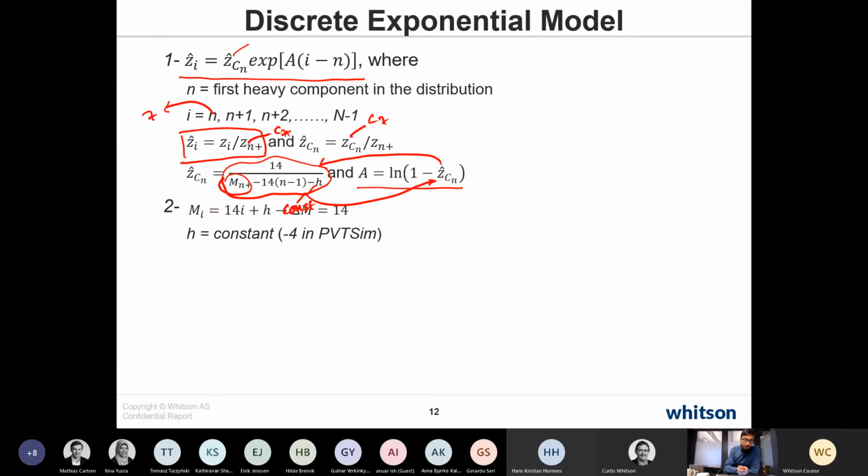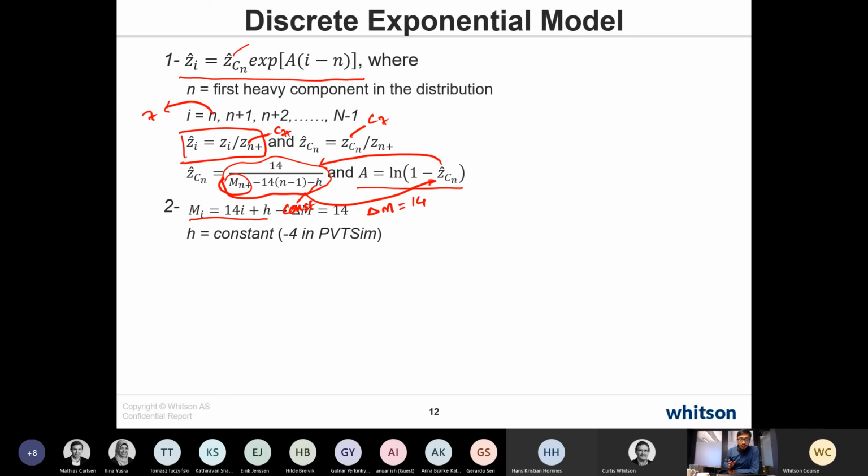And also the molecular weight of each component is given by this equation: Mi is equal to 14I plus H, which again suggests that delta M, the difference between two consecutive component molecular weights, should always be 14. That's where this assumption comes from, because the individual component molecular weight has to be given by this equation. And H is a constant, and PVT sim by default, I think, uses a value of -4.